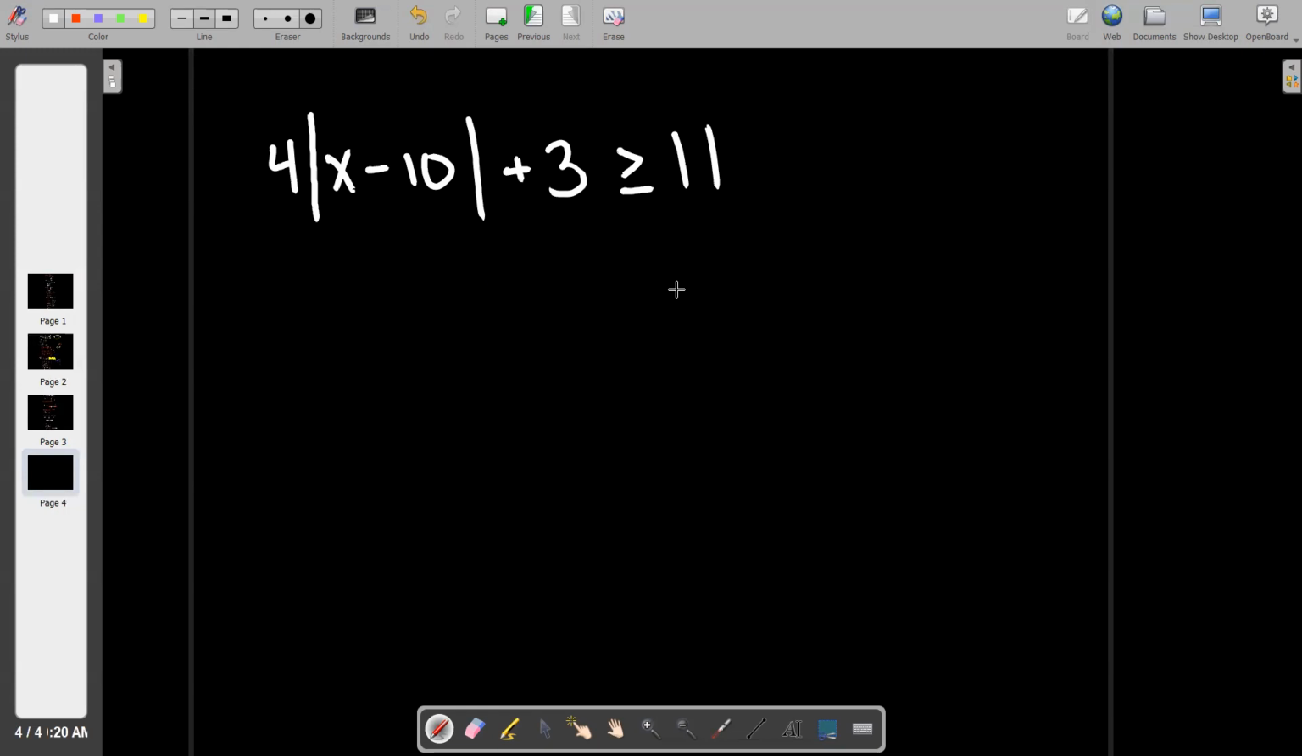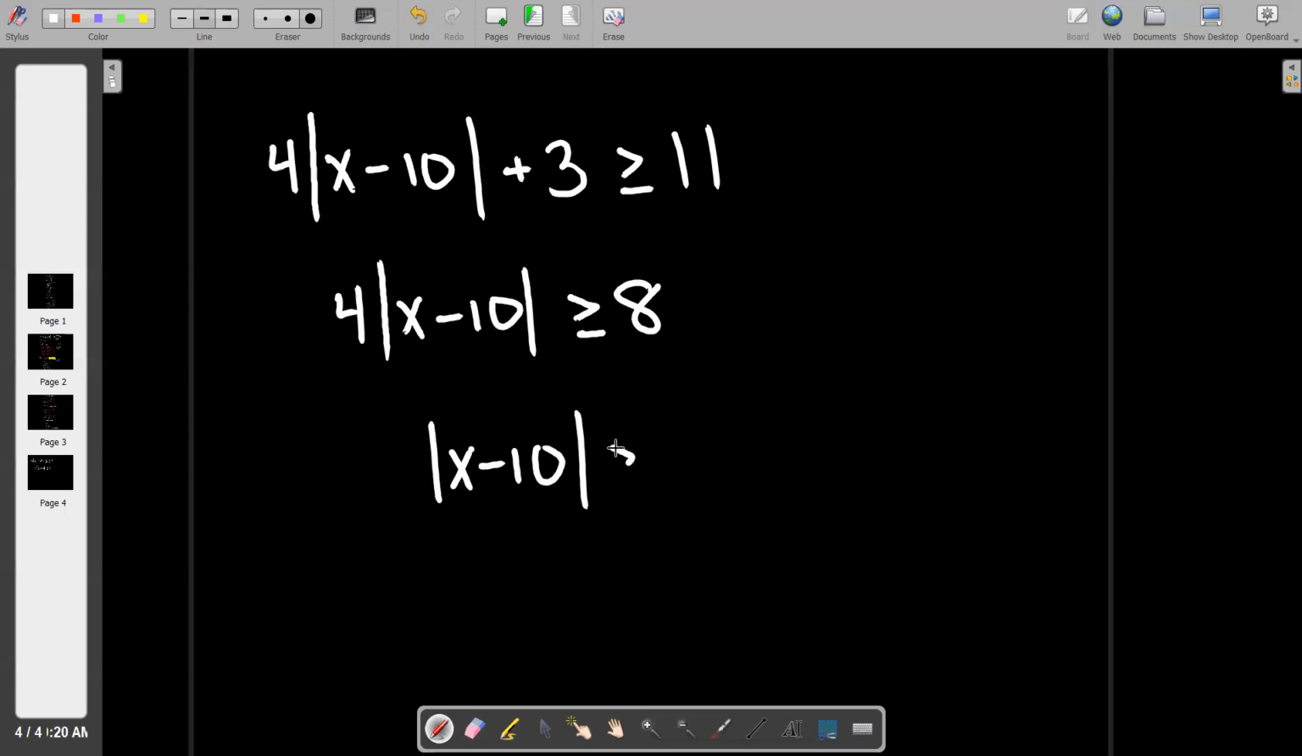Yeah, you just know. You've got your spidey sense, your algebra instincts that you've built up. Let's get rid of the 3. So we're left with 4 times the thing we're trying to get by itself is greater than or equal to 11 minus 3, which is 8. Last step, divide by 4, right? So we're going to be left with the thing we're trying to get by itself is greater than or equal to 8 divided by 4, which is 2.